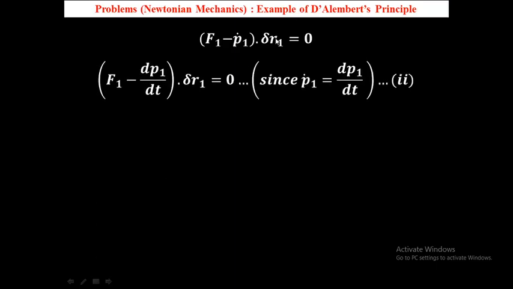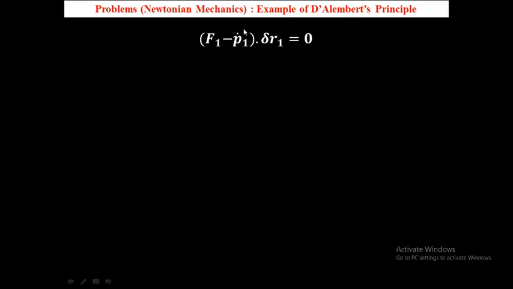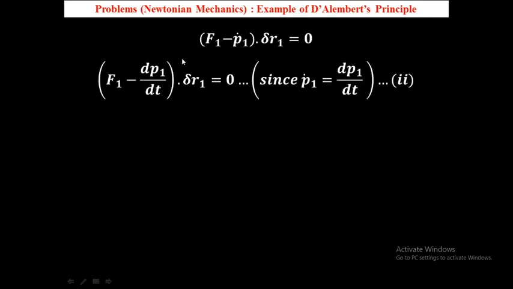Now we know that this p1 dot is nothing but the time derivative of momentum, so dp1 by dt. So f1 minus p1 dot can be written as (f1 minus dp1 by dt) into delta r1 equal to 0, since p1 dot is equal to dp1 by dt, the time derivative of p1, that is momentum. Now we know that the linear momentum p can be written as mass into velocity.